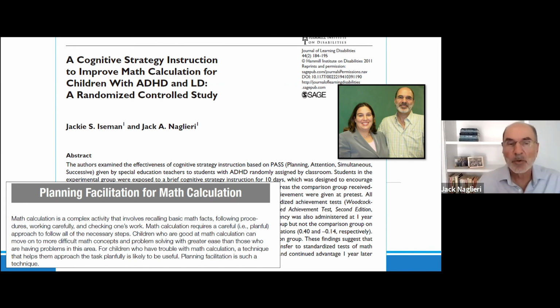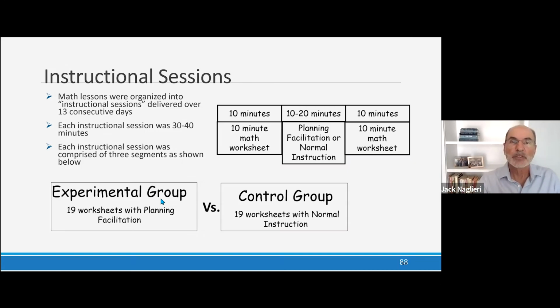So anyway, what happened? And what did we do? Well, this was Jackie Eisman's dissertation. We had an experimental group and a control group. The method that we used was we created math worksheets based upon the mathematics that they had been taught. So we got their curriculum. We created math worksheets using an Excel program that I wrote that would allow you to create an infinite number of math worksheets that had the same level of difficulty, but the numbers were slightly different.